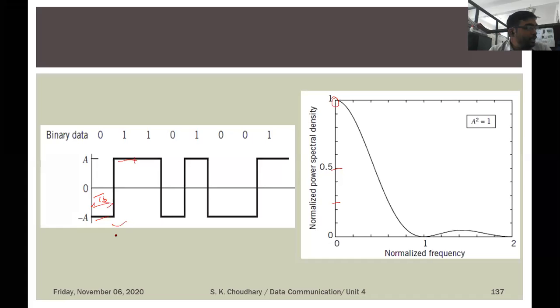But for the same binary level, if it is brought to 0 for half of the bit duration it maintains its level, and then for the other half of the bit duration it comes to the reference 0 level, which means it is returned to 0.